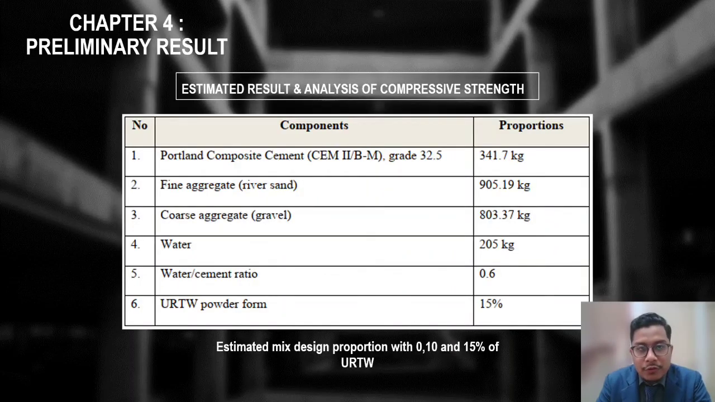Now we continue with the estimated mix design proportion with 0, 10 and 15% of URTW material. As you can see, these are the materials to make the concrete, starting from the cement, fine aggregate, which is river sand, coarse aggregate, gravel, water, and URTW powder that we get from the 3 stages of the crushing and grinding process.